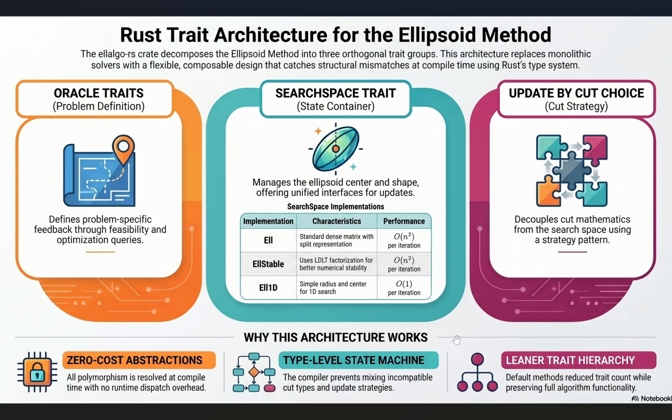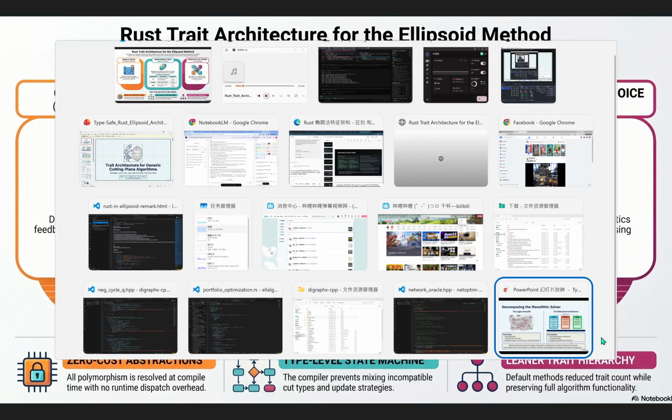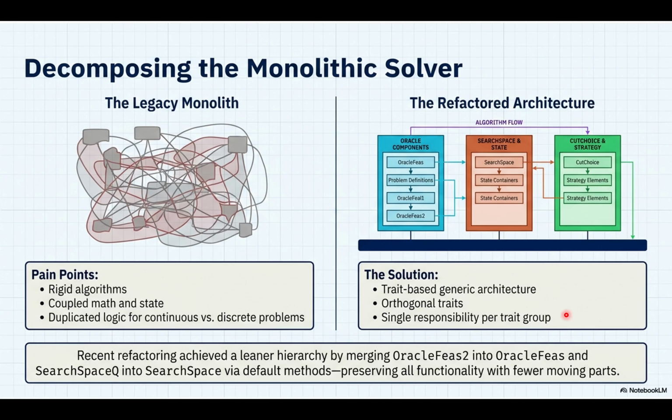Because to understand the architecture this developer built, we have to look at how they avoided building that monolith. They broke the system down into 3 orthogonal pillars using what Rust calls traits. Right. And a trait in Rust is basically an ironclad contract. It tells the compiler, whatever piece of code you plug in here, I guarantee it will be able to perform these specific behaviors. And in this specific project, which is a crate called ellalgo-rs, the developers separated the algorithm into 3 things: the oracle trait, the search space trait, and the update by cut choice trait.